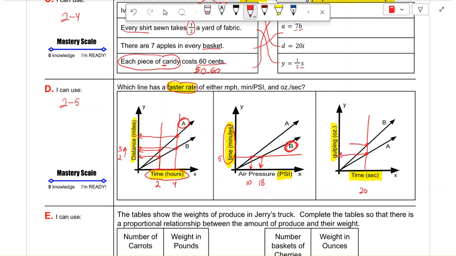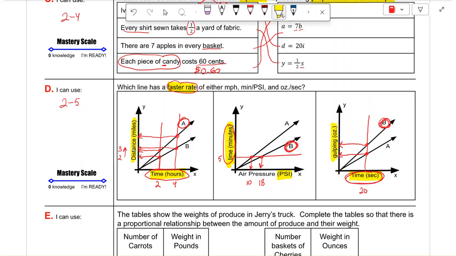But if you looked over here, you would have gotten more ounces of soda. So the B is consuming more. It's at a faster rate. So the answer is B here. And now time is back to our x value.